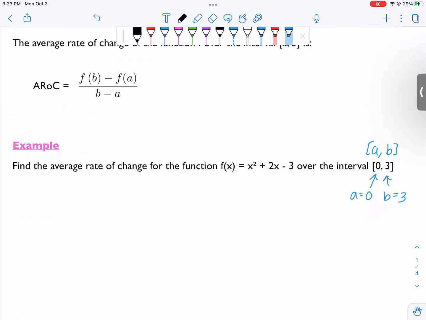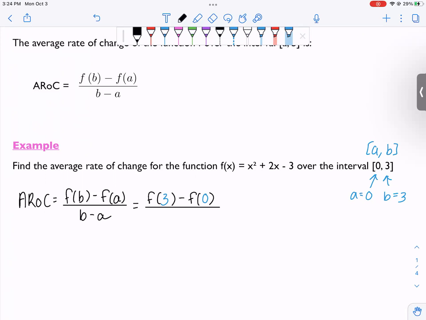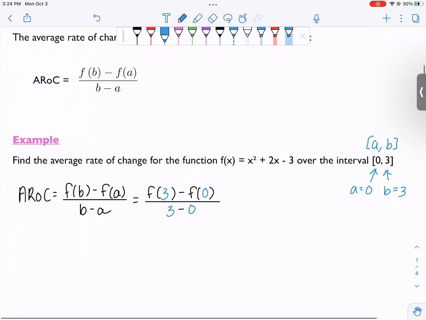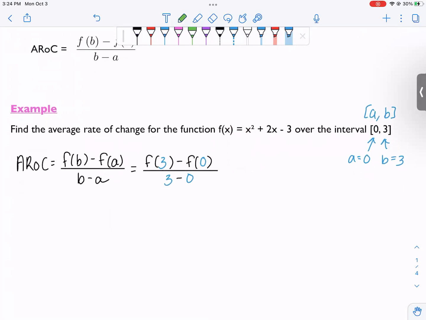The formula for average rate of change is f of b minus f of a all over b minus a. If b is 3 and a is 0, this becomes f of 3 minus f of 0 all over 3 minus 0. F of 3 and f of 0 we get from plugging in 3 and 0 to this function. So let's go ahead and do that over here.